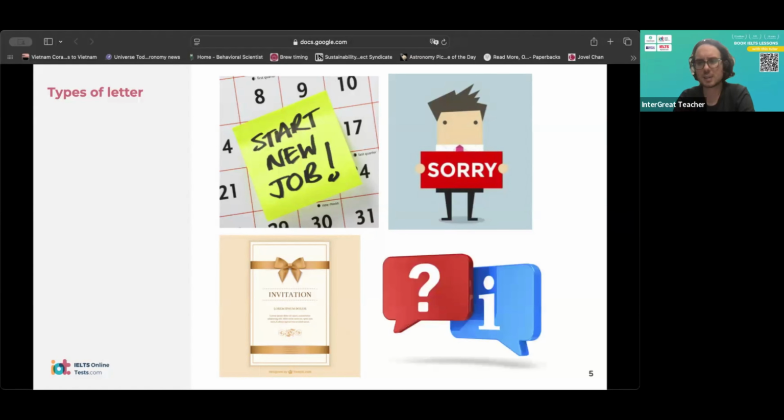And the last one here is a picture of a question mark, and I think that's supposed to be an exclamation mark or an answer. So what do you guys think this letter is supposed to be? What's the topic? Asking for information. Asking for information or advice.